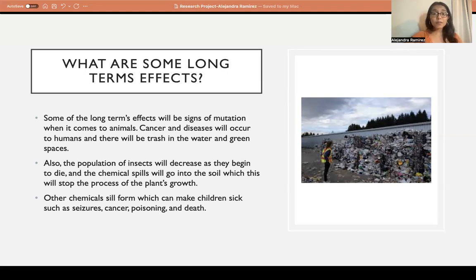Other types of chemical spills will form, which will cause children to be sick, which will give them seizures, cancers, poisoning, and even death.